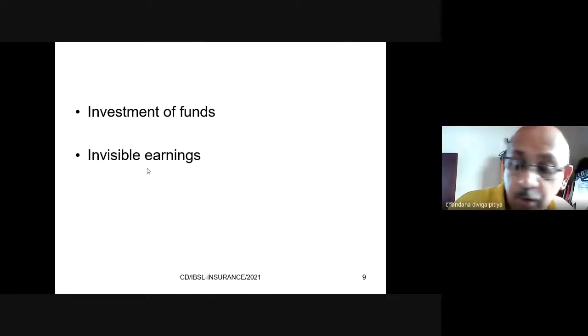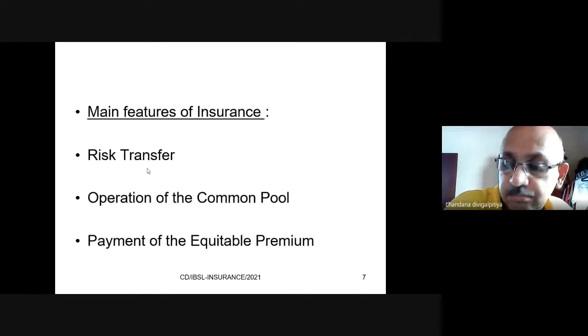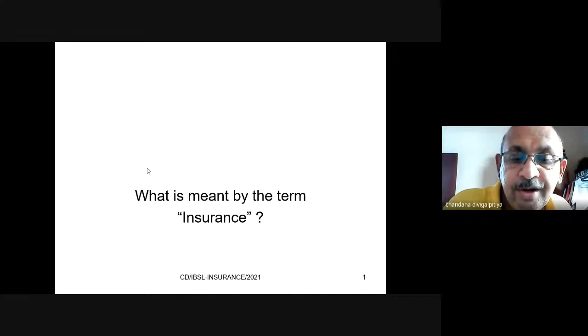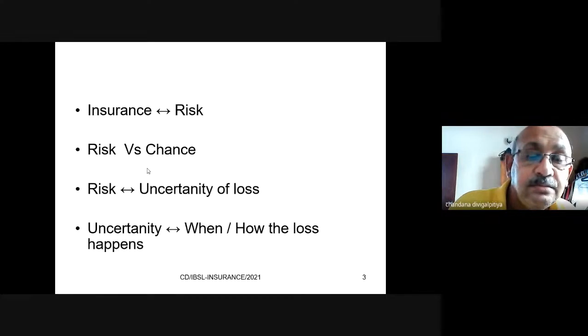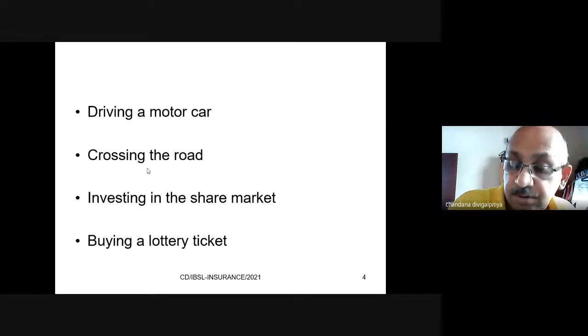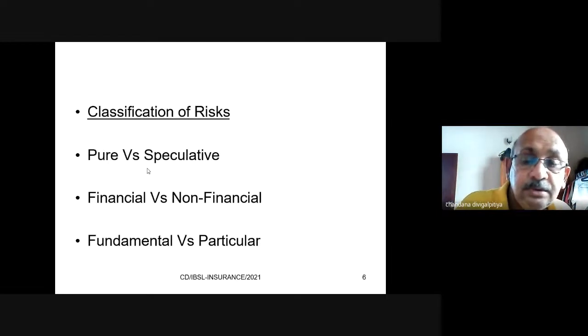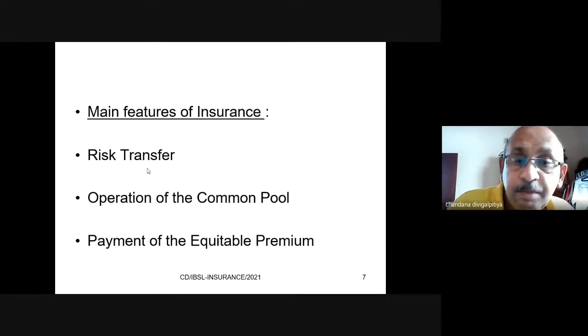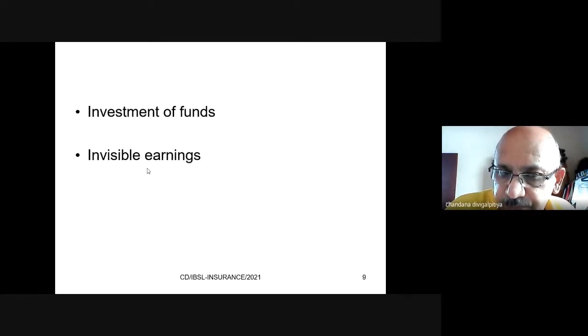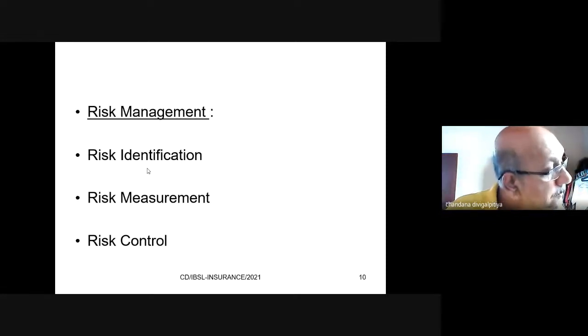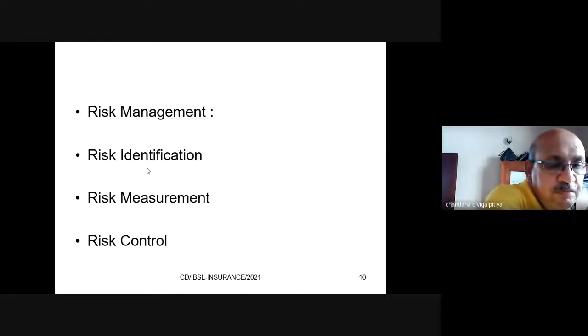So basically, up to now, what we've done is the basic definition, what is insurance, some examples to distinguish between risk and chance, classification of risks, main features of insurance, and why you buy insurance. Now you move to another area called risk management. Before that, give me a minute.